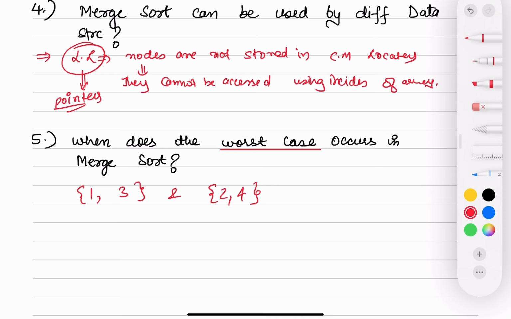These subarrays contain alternate elements of the sorted array, correct? When you merge them, you get 1, 2, 3 and 4, and you will have a maximum number of comparisons. So merge sort's worst case occurs when you have the maximum number of comparisons, that is, when the subarrays hold alternate elements of the sorted array. Any doubt here? These are the most frequent questions being asked.